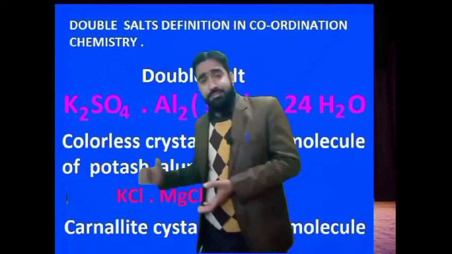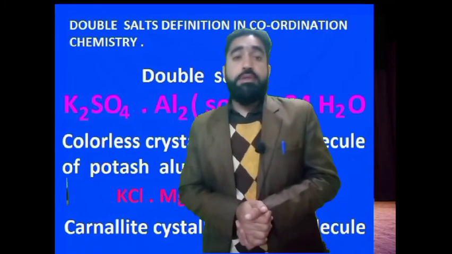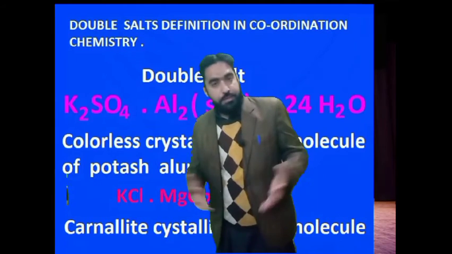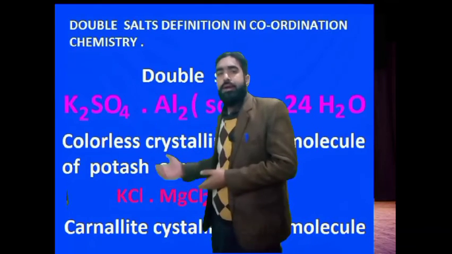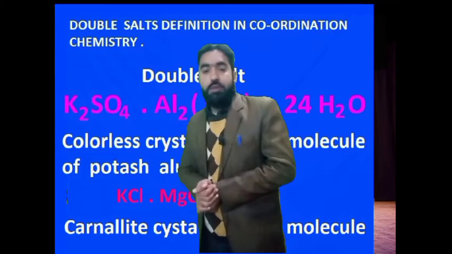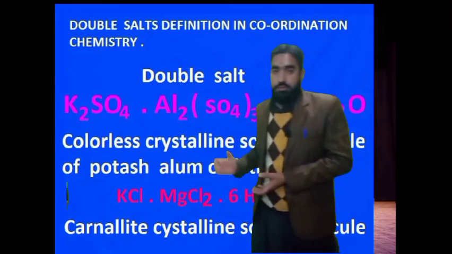Next, these salts are in crystalline form. These are stable in solid form, while unstable in liquid state. Another example we can say is dolomite, which is also an example of the double salt. Calcium carbonate, magnesium carbonate, that is dolomite. So it is also an example of the double salt.